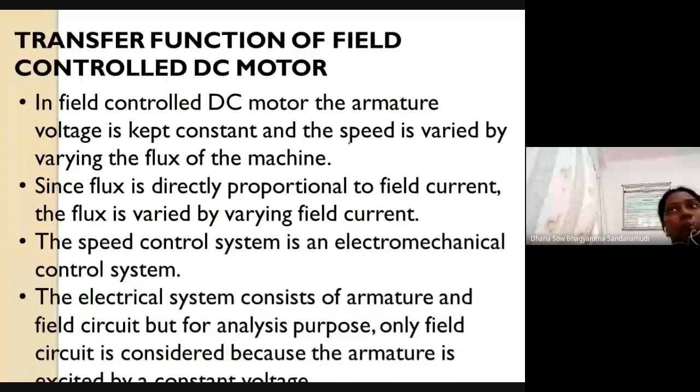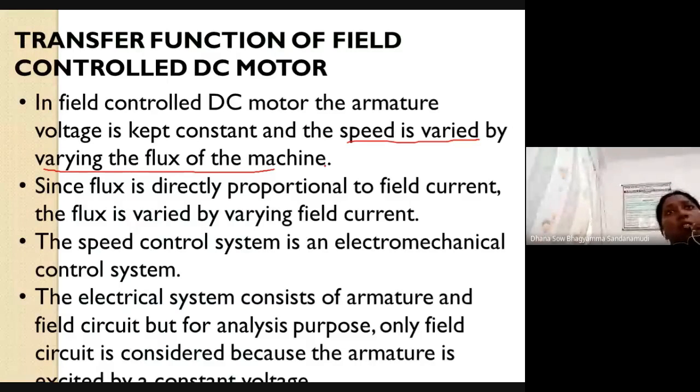In the previous case we kept the field voltage constant, but here we want to vary the flux in order to control the speed. If I want to vary the flux, I must vary the field current. If I want to vary the field current, I must vary the field voltage.